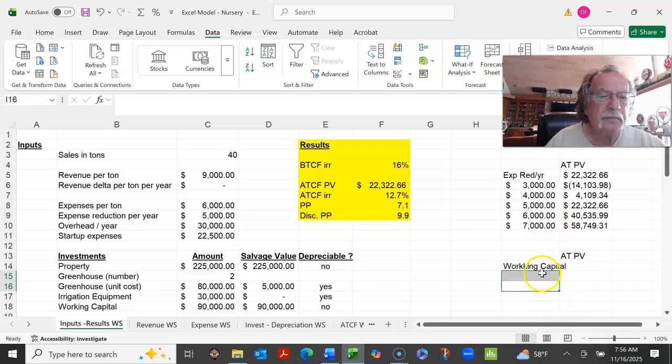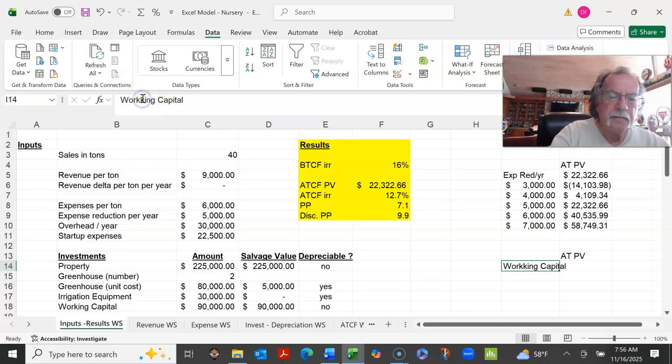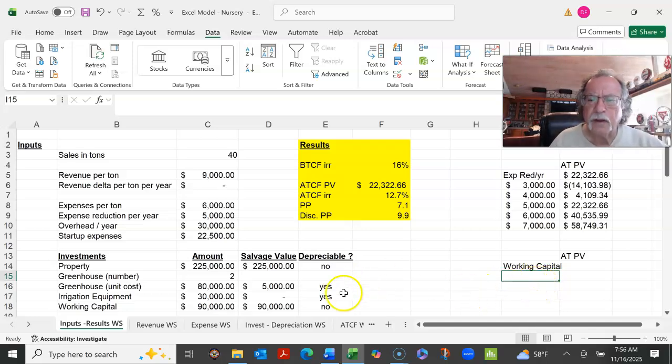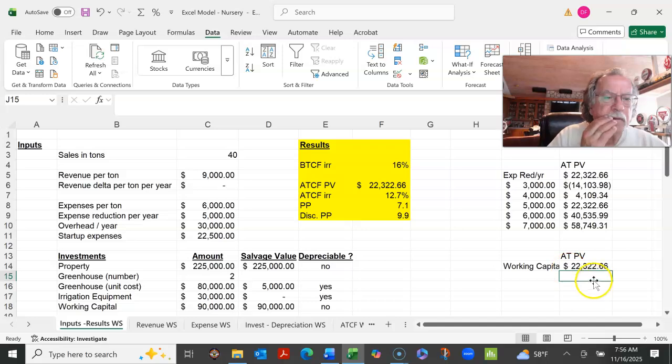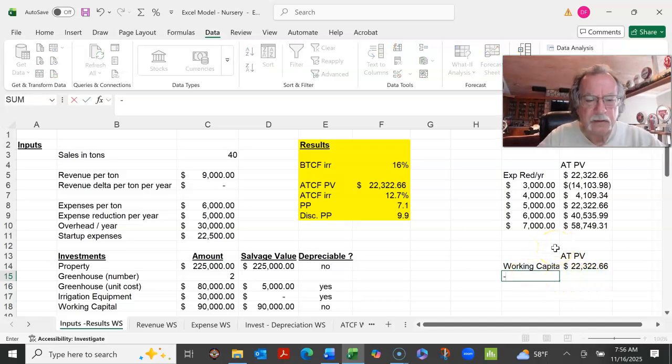Be nice if I spell it right. Because this is money we're not really using. So working capital is $90,000. Okay, so we're going to say this is, it doesn't have to be the present value, but I'm just going to do the present value. That's what we're testing. And let's say we're going to test it from 70,000.